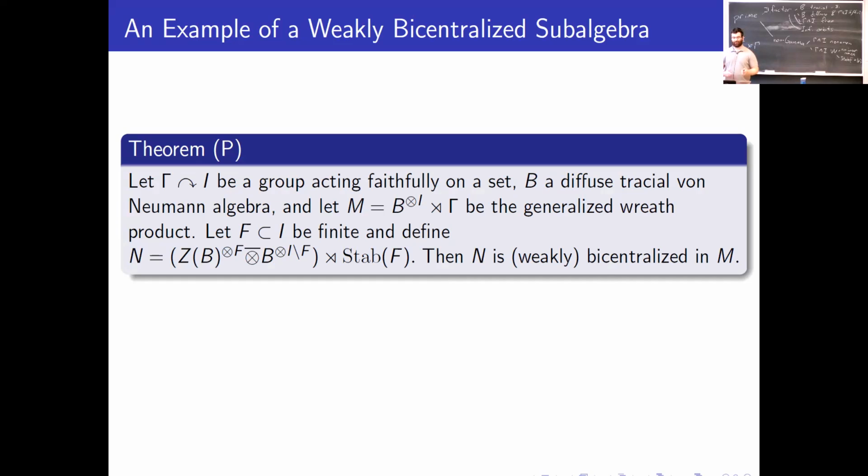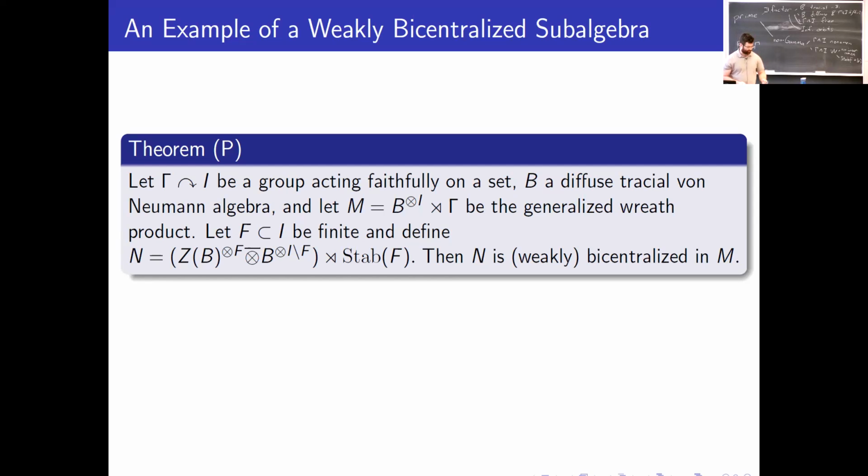So basically what this is saying is that for every finite subset of the index set, there's a corresponding, actually a few corresponding, but in particular this one is a corresponding subalgebra that's weakly bicentralized in the cross product. You have to trust me on this one a little bit. These are actually naturally arising subalgebras. It's taken on faith, but they actually are.